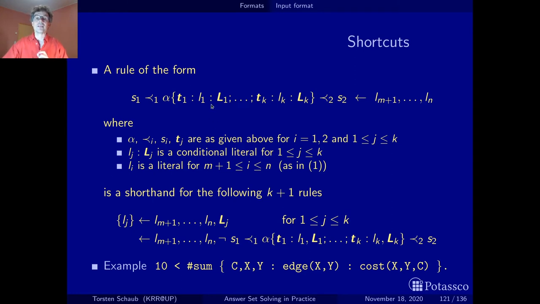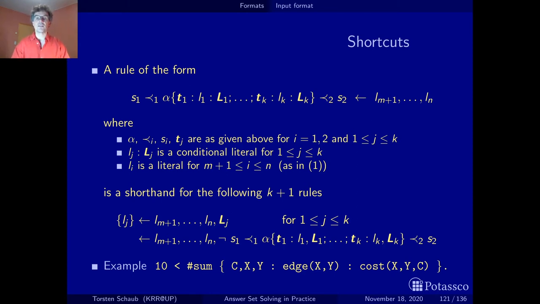But by more or less distinguishing this L1 here, it allows us to derive exactly these guys, provided that the remaining conditions and the original body are satisfied, right? So this is more or less how this works.